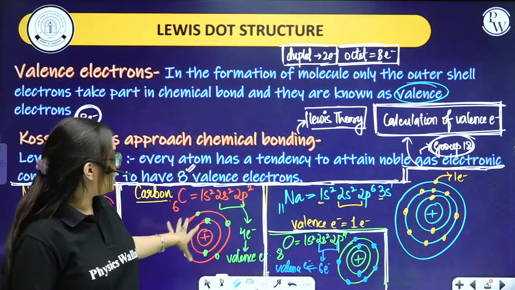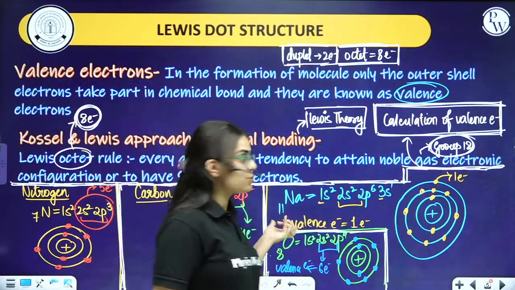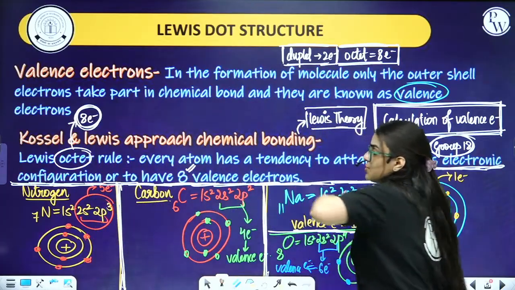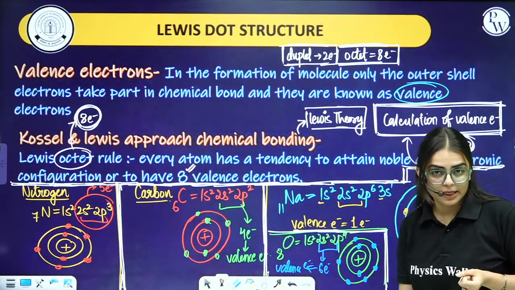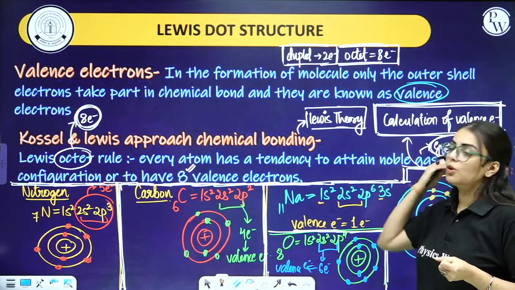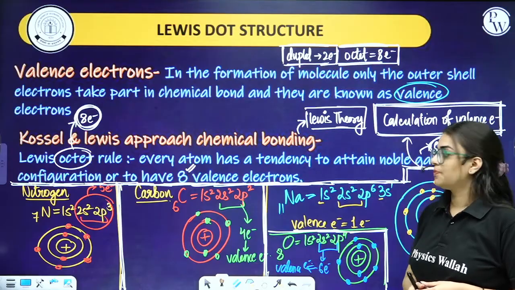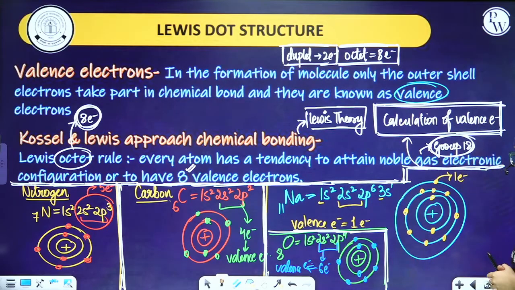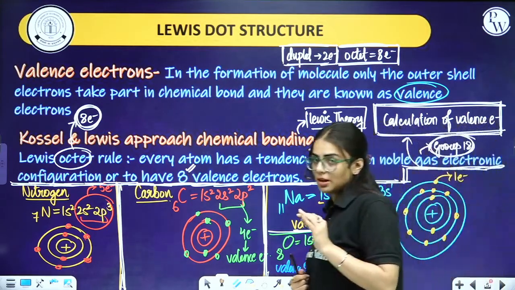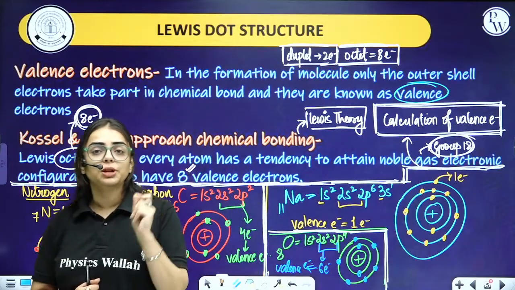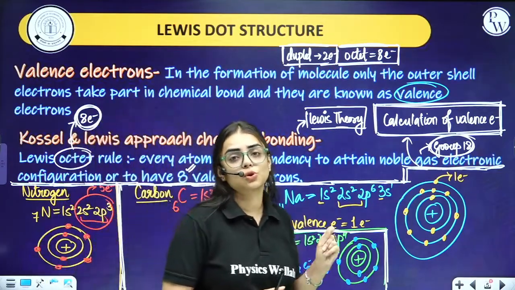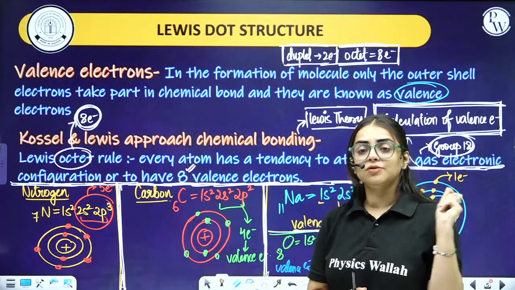Now valence shell you very well know, and this is the theory which is given by the Lewis and Kossel approach to chemical bonding. So Lewis and Kossel. Now everybody, have you written this? See, each and every key concept I'm mentioning over here, you have to mention it in your notebooks also. In your books also, you have to write down.